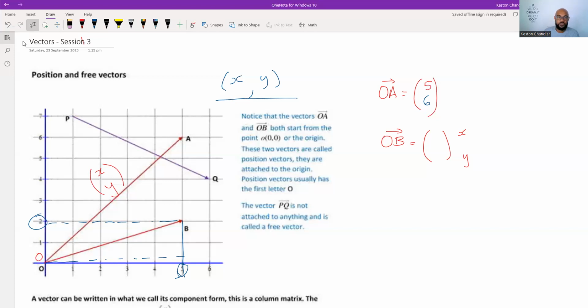Right, that's correct, Lakari. It's gonna be 5, 2. Right, let's look at some more.